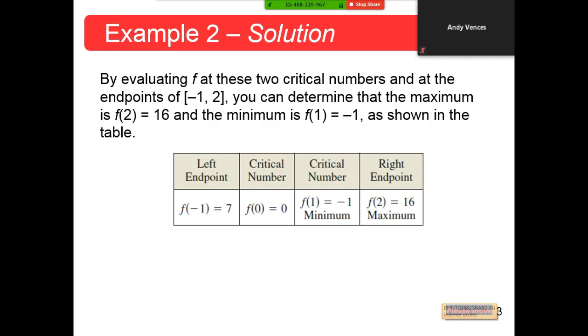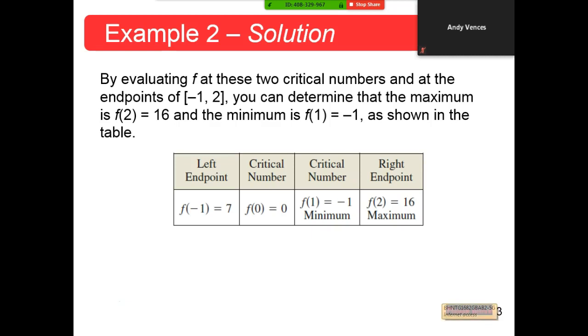They started with the -1 because that was a left endpoint, and evaluated it and found that was 7. They did the first critical number 0, found out that was 0. The second critical number 1 gave us a -1, just like y'all found, and the right endpoint gave us a 16, just like y'all found. And look at those, which is the least, -1. There's your minimum. Which is the greatest, 16. That's your maximum. You found the absolute minimum and absolute maximum on that closed interval.